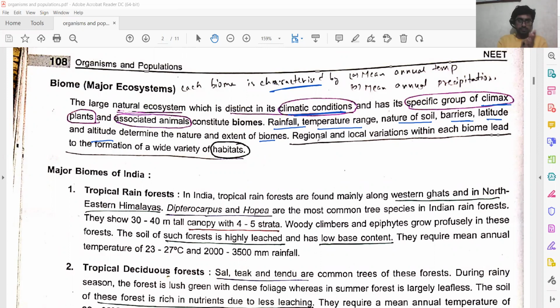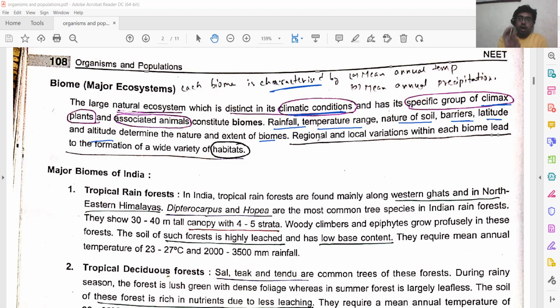For example, maybe take an example of Pacific Ocean. So Pacific Ocean extends from one continent to another. On one side, it is extremely cool, while on the other side, it is moderate, or you may say it passes nearby to the equator.